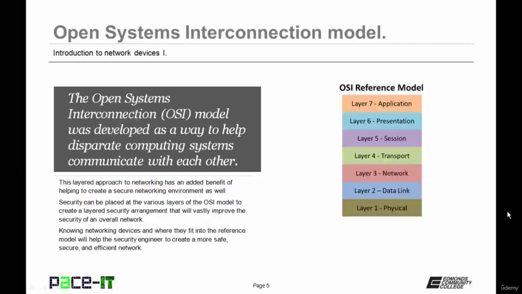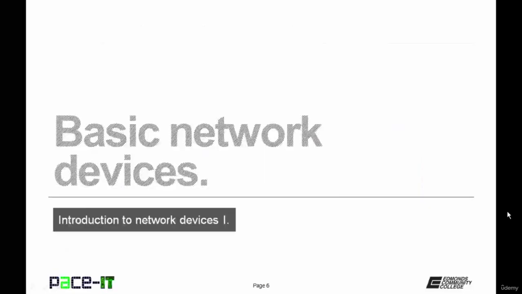Security can be placed at the various levels of the OSI model to create a layered security arrangement that will vastly improve the security of an overall network. Knowing networking devices and where they fit into the reference model will help the security engineer to create a more safe, secure, and efficient network. With that covered, let's move on to basic network devices.